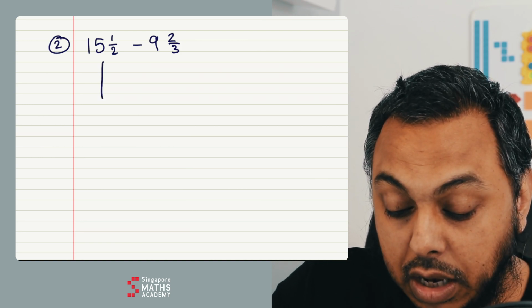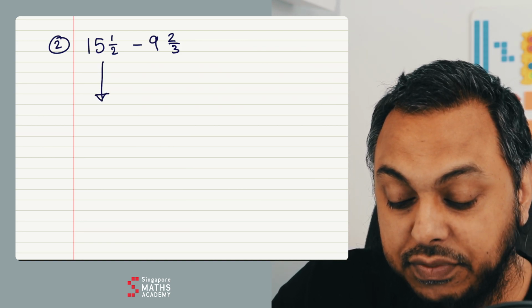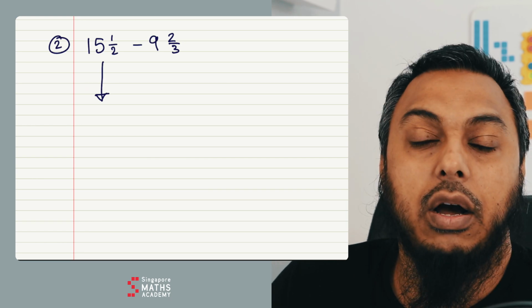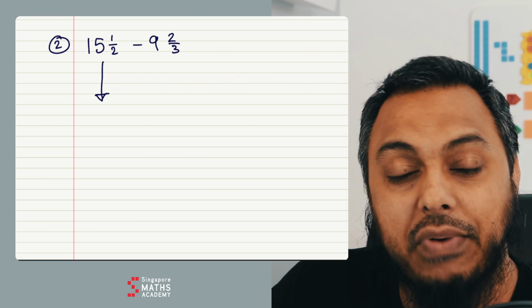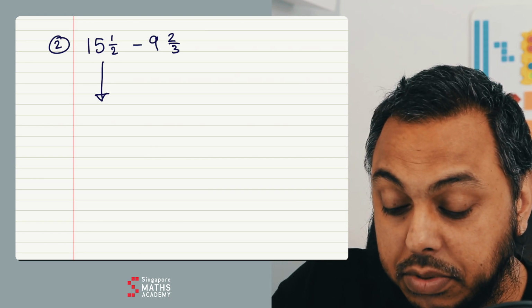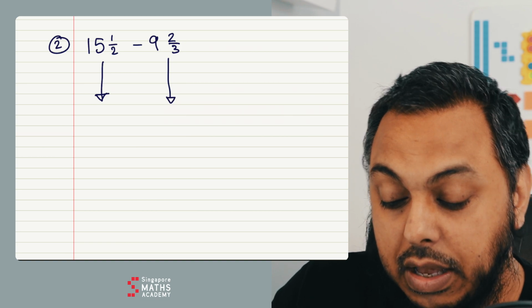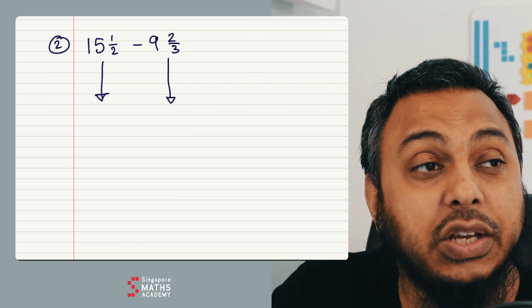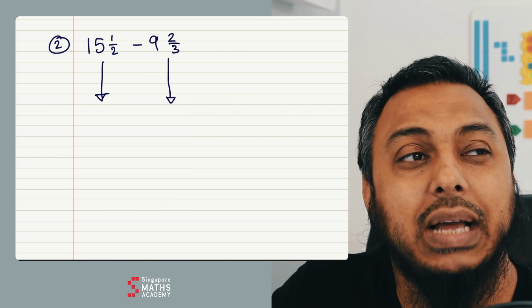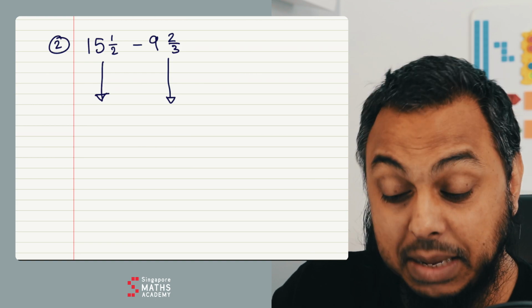So that means I'm going to change 15 and a half into an improper fraction. And then I'm going to change 9 2/3 into an improper fraction. And then I'm going to subtract by trying to get the denominator the same as well.